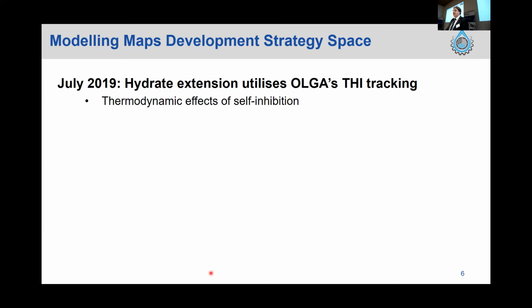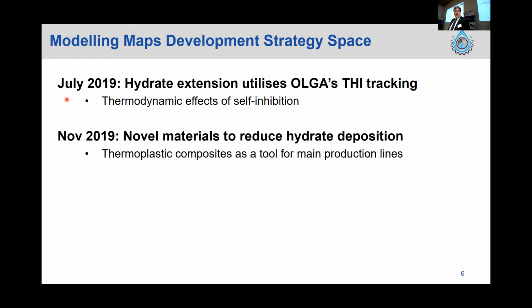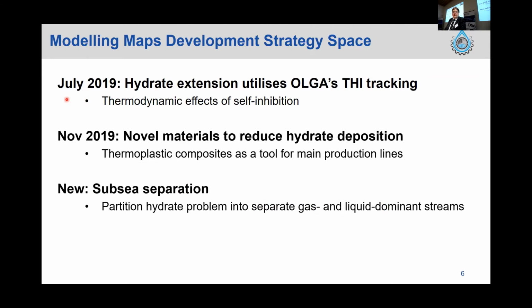So just to quickly recap for you what we've seen over the last year or so of presentations on the extensibility framework. I believe in July, we took you through the way that the extension integrates with OLGA's THI tracking. And so as you form hydrate, you concentrate the thermodynamic inhibitor in the aqueous phase, and you wind up getting this sort of self-inhibition effect. In November, we took a first look at these thermoplastic composites. We introduced the concept of it, but we were primarily targeting main production lines at that time. And what we'll be looking at in this presentation is, of course, the idea of subsea separation.